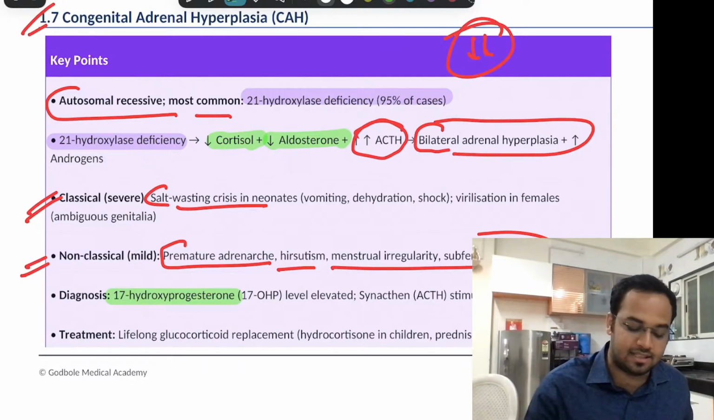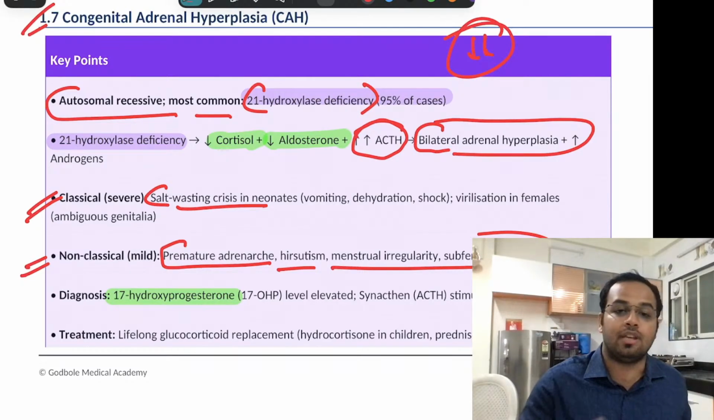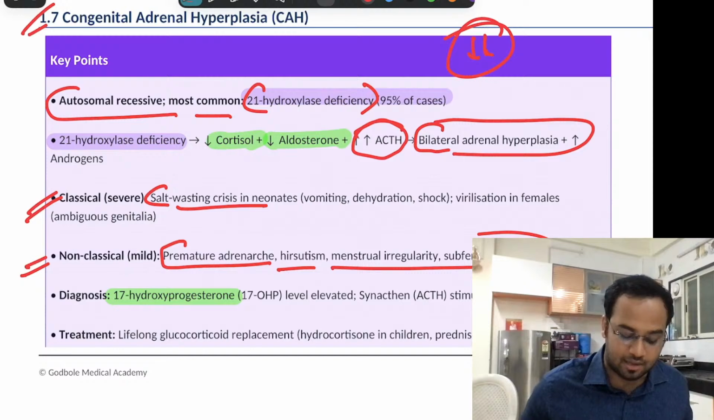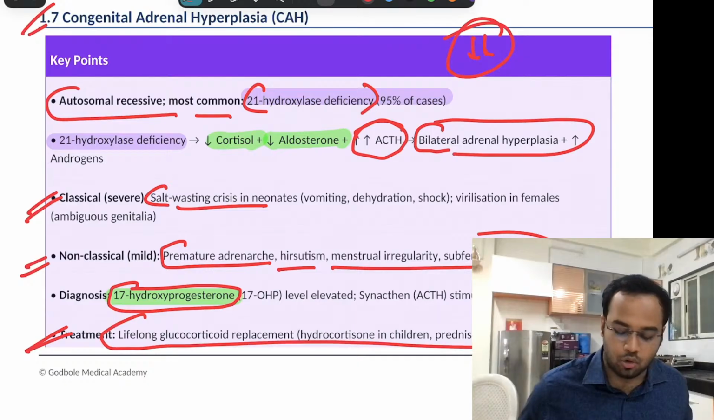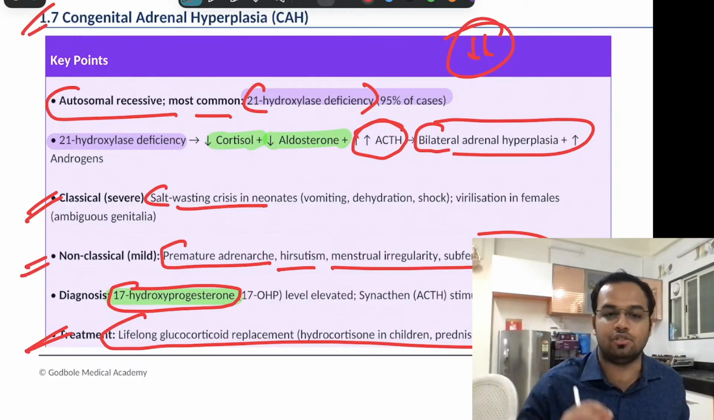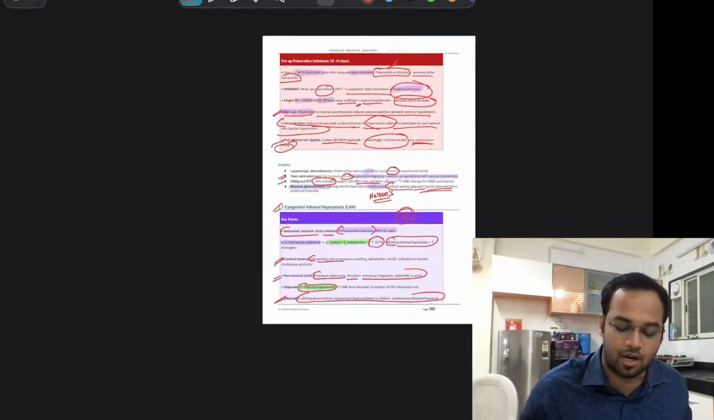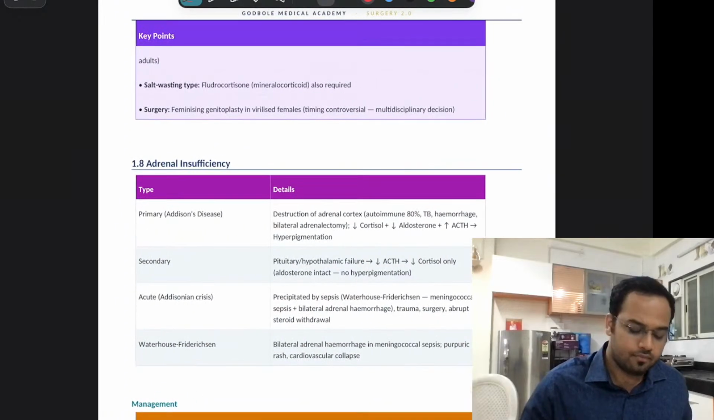hydroxyprogesterone with the help of this enzyme which is called as 21 hydroxylase. तो ये enzyme अगर नहीं है तो उसका substrate ज़्यादा होगा. So this substrate is going to be high. So it is very much important. And treatment is going to be lifelong glucocorticoid supplementation. Because this patient is not having the enzymes to produce the glucocorticoids, you are going to give lifelong supplementations.